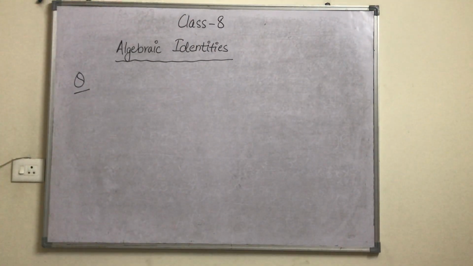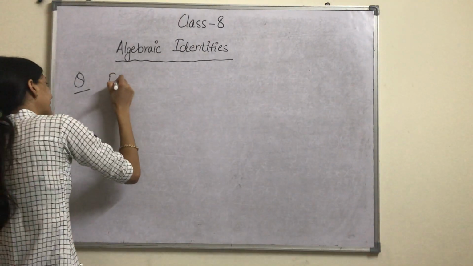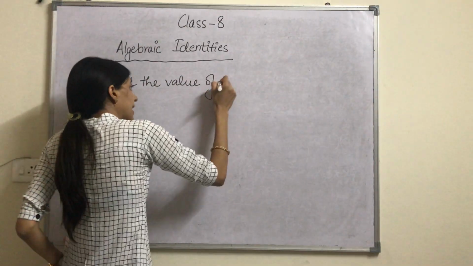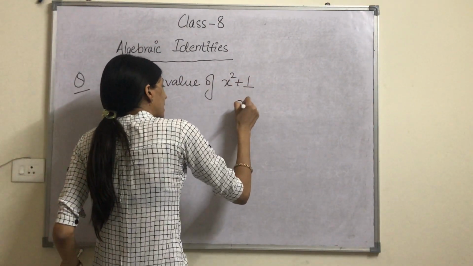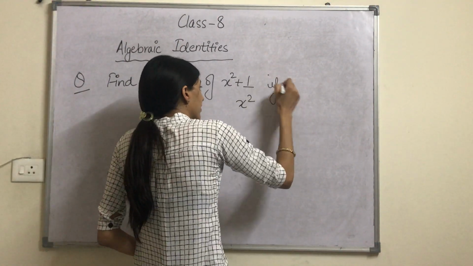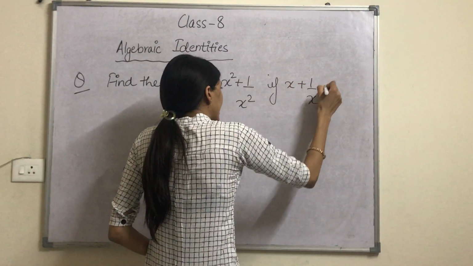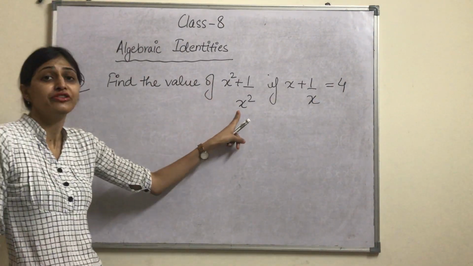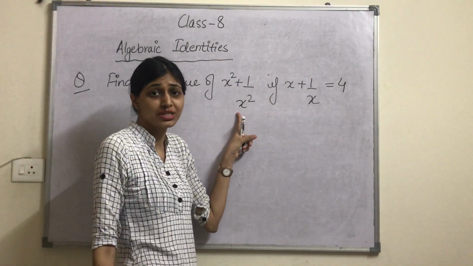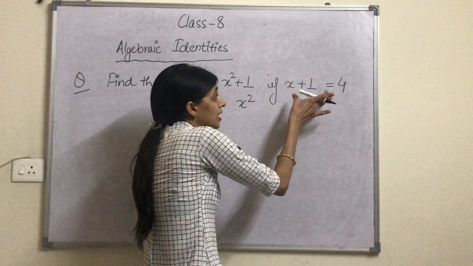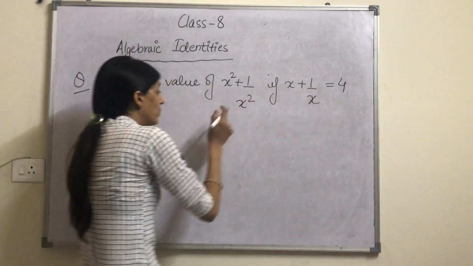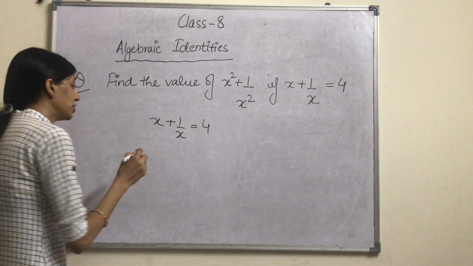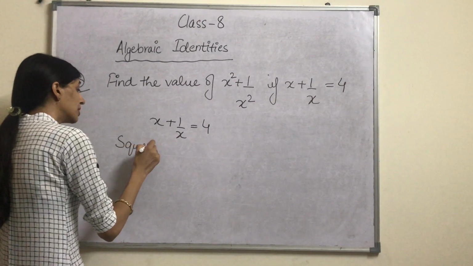Suppose a question is given to you. Find the value of x square plus 1 by x square if x plus 1 by x is 4. This is given to you and you have to find out the value of this. Whenever such type of questions come, you have to square the expression. Only this is given in the question. What you have to do? Squaring both sides.